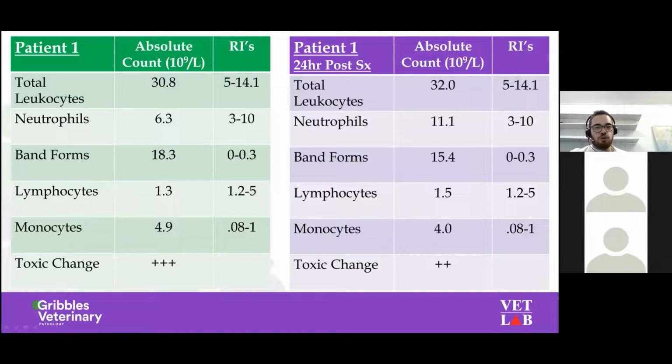So our total leukocyte count and our total neutrophil count has increased. We have a decrease in the degree of our left shift, and we also have a decrease in the amount of toxic change present. So, even though our leukogram picture is not fantastic, we're still trending in the right direction. And if we were continuing to take serial CBCs over time, we would expect to see continued improvements in that leukogram.